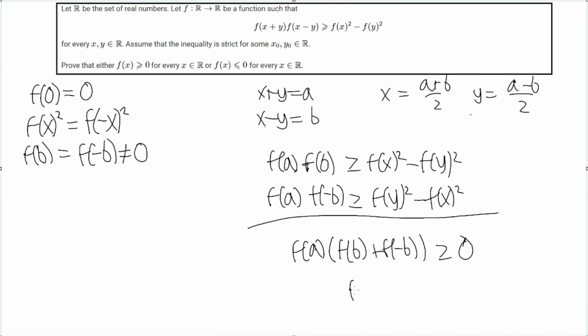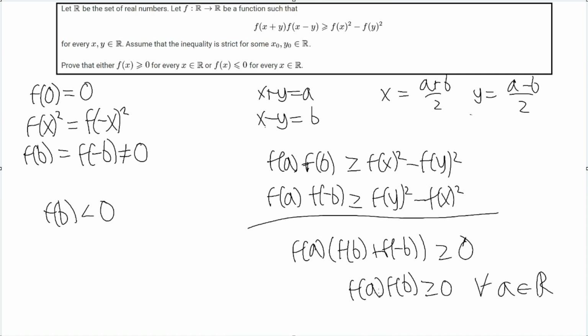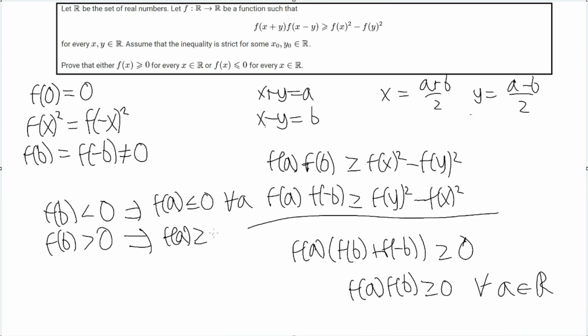So that means that f of a times f of b is greater than or equal to 0 for all a in the real numbers. At this point, we are done, because if f of b is less than 0, then that means that f of a must also be less than or equal to 0, because otherwise positive times negative is negative. So that means that f of a is less than or equal to 0 for all a. And similarly, if f of b is greater than 0, then f of a is greater than or equal to 0 for all a. And this solves the problem.